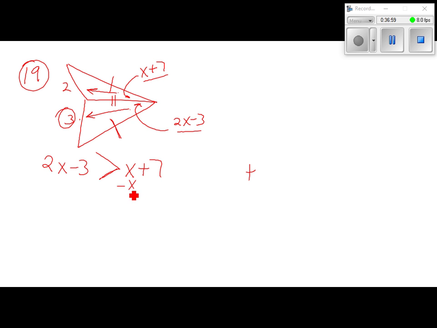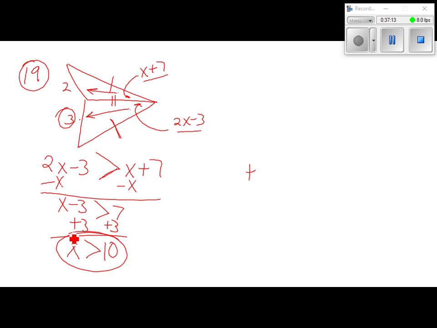Subtract the x on both sides, you end up with x minus 3 is greater than 7. Add 3 to both sides, and we end up with x is greater than 10. And that's the most that we can do. That's telling us the possible values of x. We know that x has to be larger than 10. Can't be 9 or 8 or 7 or anything smaller than 10. It's got to be bigger than 10. 11, 12, 13, maybe 10.5, whatever. But it has to be that, otherwise this won't work.